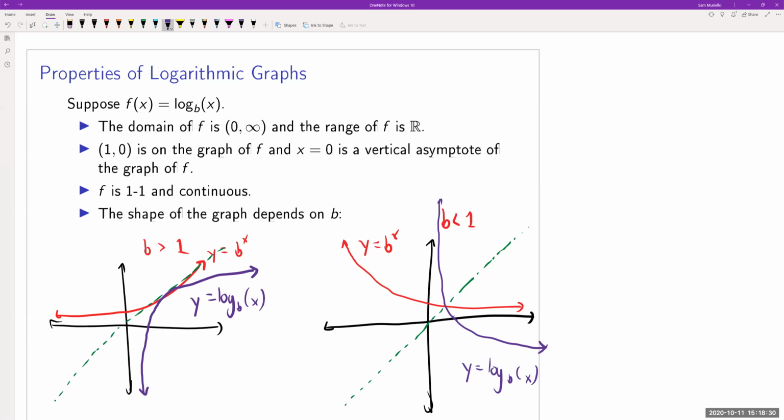And every property that we had with exponential graphs is simply reversed. So before, the domain was all real numbers and the range was positives. So here, the domain will end up being positives and the range will be all real numbers. The original graphs went through the point 0, 1 in both cases. Our graphs of logs will go through the points 1, 0.